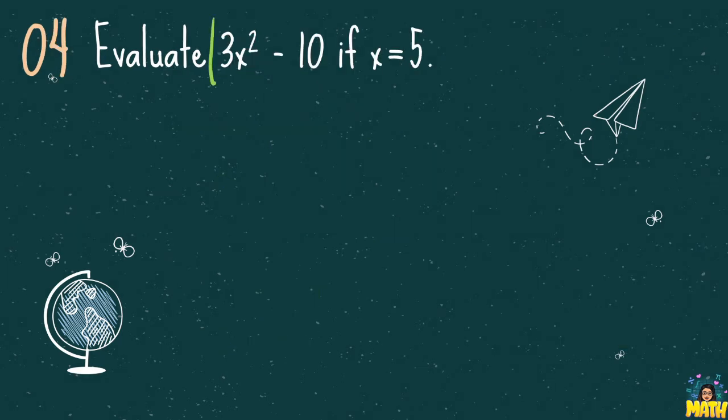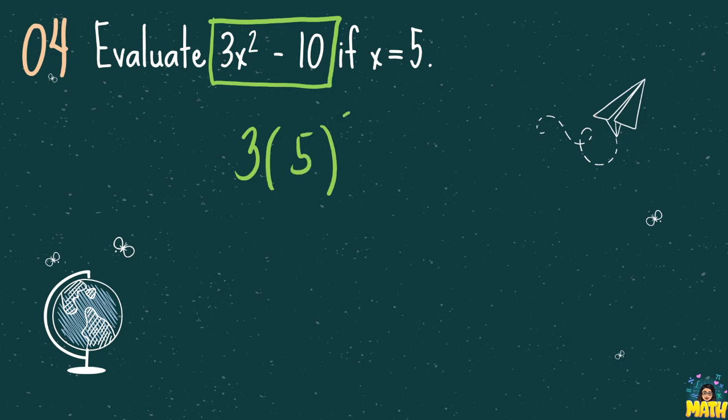Number 4, evaluate 3x squared minus 10 if x equals 5. Again, palitan lang natin yung value ng x, which is 5, in this given algebraic expression. Here, if we see an exponent, kailangang unahin muna natin ito. Dahil naka-raise ang 5 by 2, that means 5 times 5, 25.